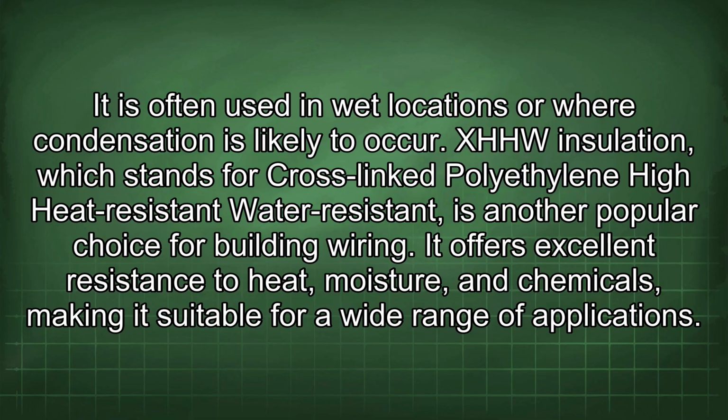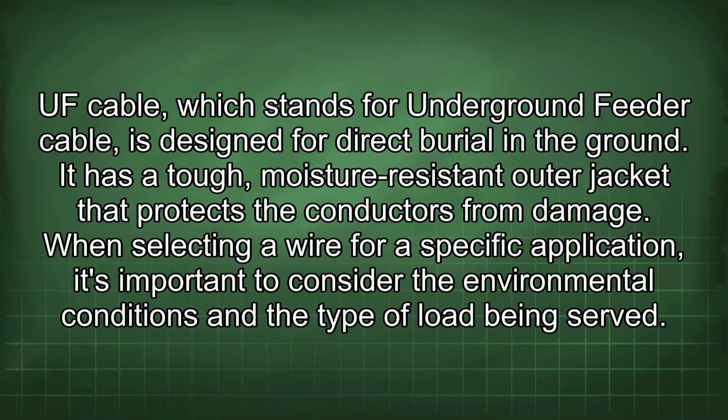THHW insulation, which stands for cross-linked polyethylene high heat resistant water resistant, is another popular choice for building wiring. It offers excellent resistance to heat, moisture, and chemicals, making it suitable for a wide range of applications. UF cable, which stands for underground feeder cable, is designed for direct burial in the ground. It has a tough, moisture-resistant outer jacket that protects the conductors from damage.